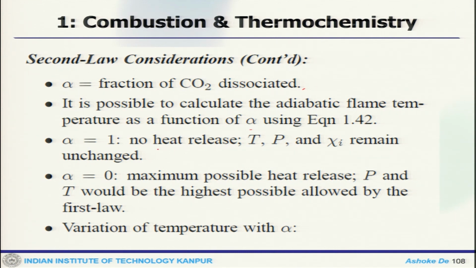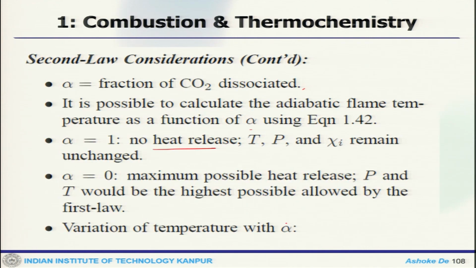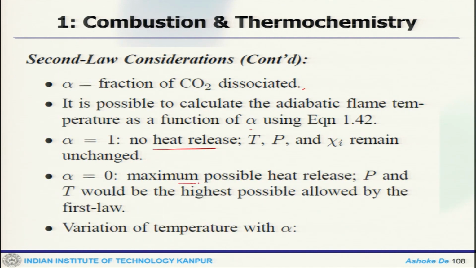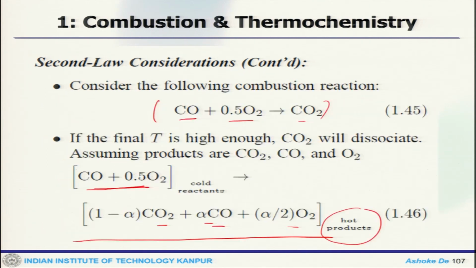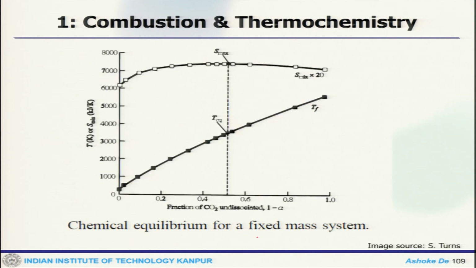So, alpha 1 means no heat release. If you go back and see here, alpha 1 means CO2 is gone, so there is no heat release, because whatever comes in remains CO and CO2. Alpha 0 means there is no dissociation of CO2, so CO and O2 will burn and form completely CO2. So, that would be the maximum possible heat release, and if alpha is between 0 and 1, there would be variation of T with alpha.